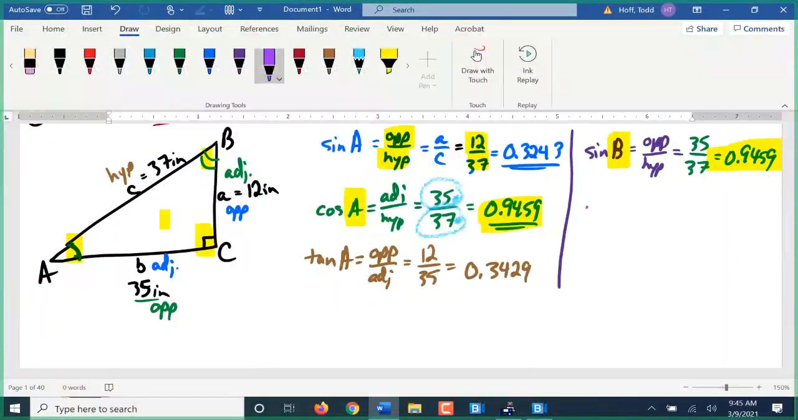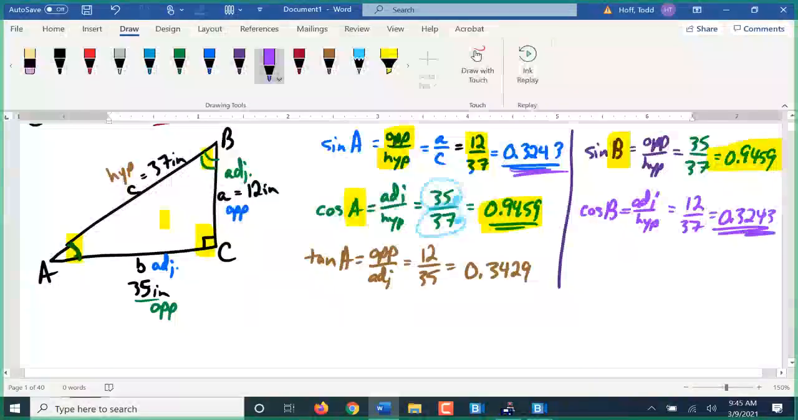So if I do the cosine of angle B, which would be the adjacent side over the hypotenuse, well, for angle B, the adjacent side is 12. The hypotenuse, of course, is still 37. That is 0.3243. You will notice that that was equivalent to the sine of A. So again, A and B are complements. The sine of one equals the cosine of the other.